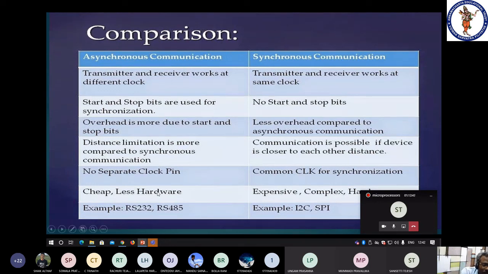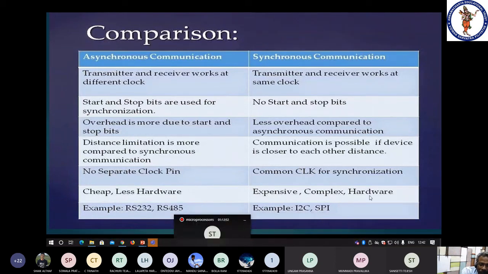So cheap, less hardware, because here you have only one signal line. Let us see the expensive, complex one; what I am saying is that this point is hardware complexity. Examples are RS-232, RS-485, the I2C protocol and SPI protocols.